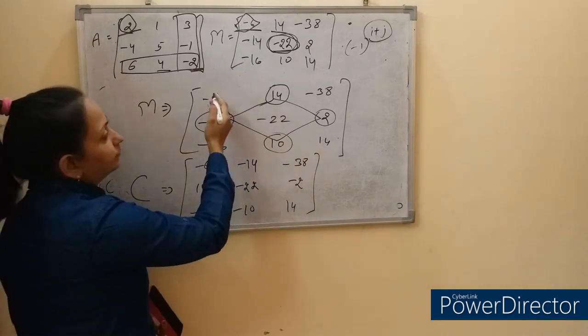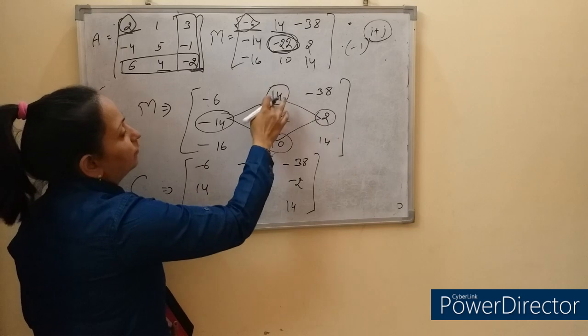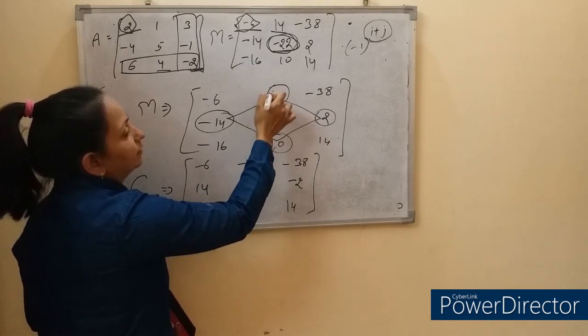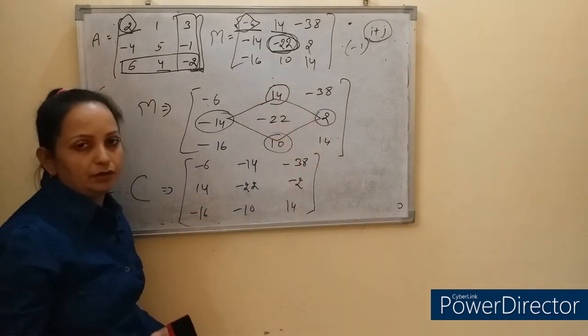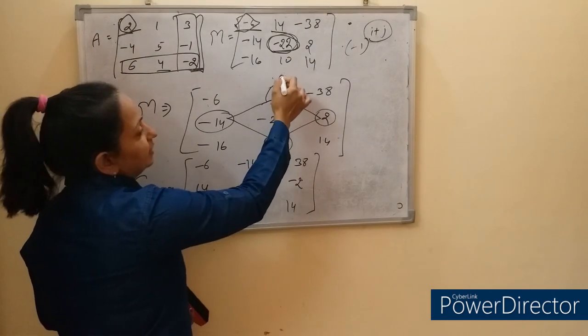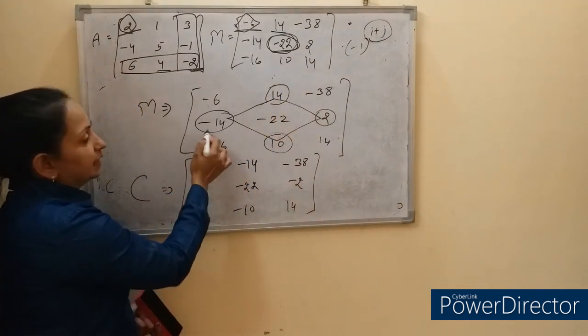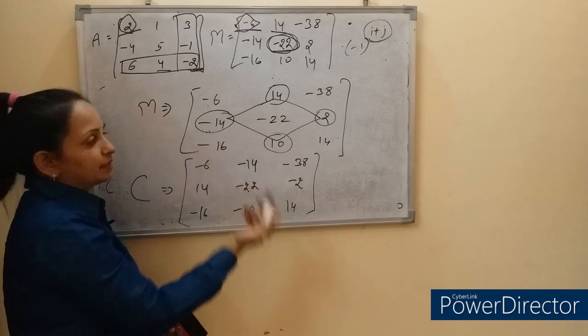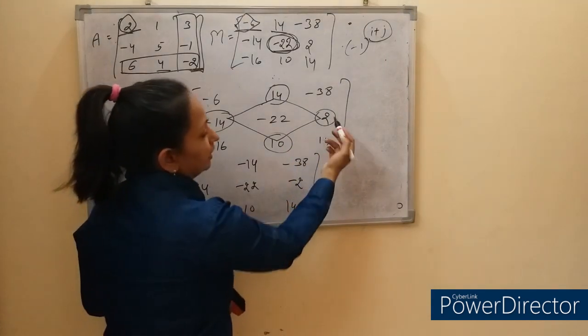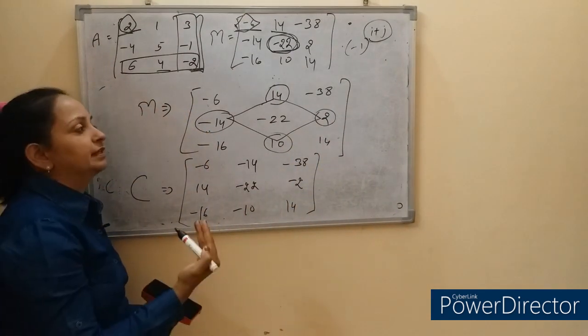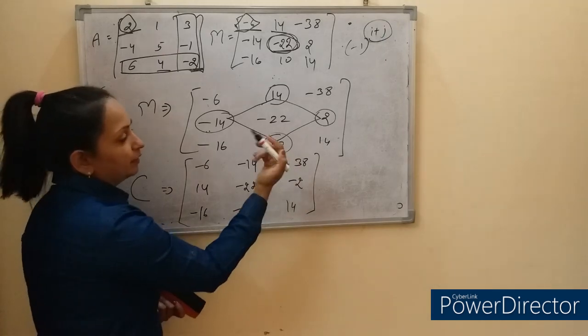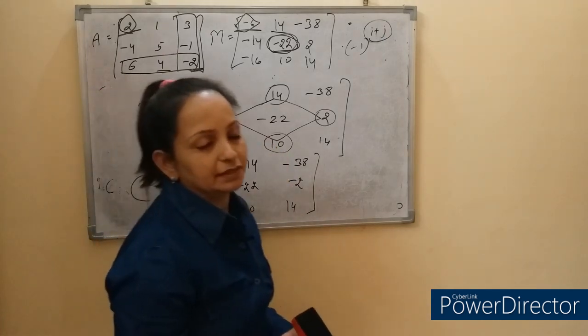So here we have first row and second column, so i plus j equals 3. Here we have second row first column, so i plus j equals 3. Here we have second row third column, so i plus j equals 5. Here we have third row second column, so i plus j is again 5.